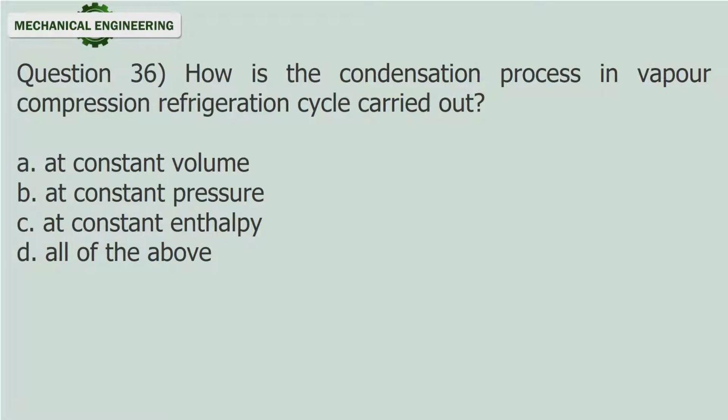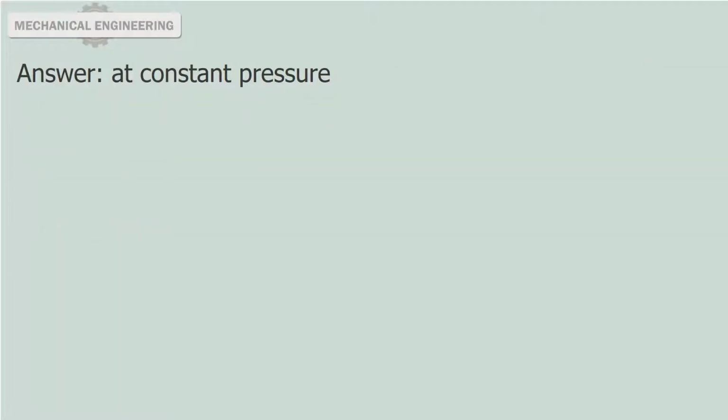Question 36. How is the condensation process in vapor compression refrigeration cycle carried out? A. At constant volume. B. At constant pressure. C. At constant enthalpy. D. All of the above. Answer: at constant pressure.